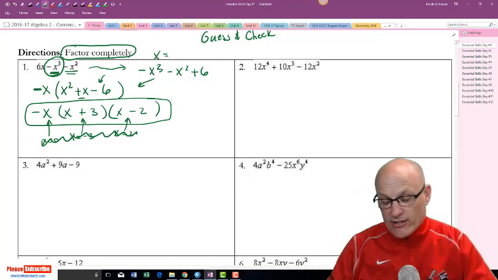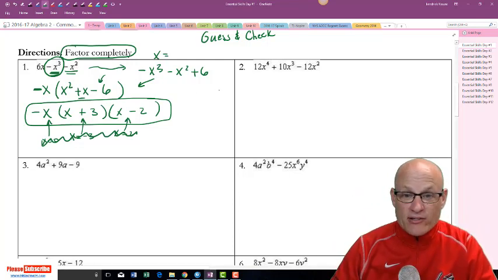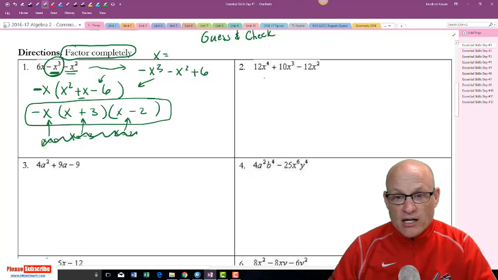All right, let's talk about number 2. You should be trying these on your own. You should try these on your own and see how you do. I'm going to take out a GCF of 2x squared.